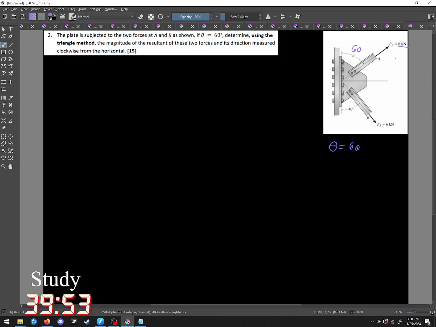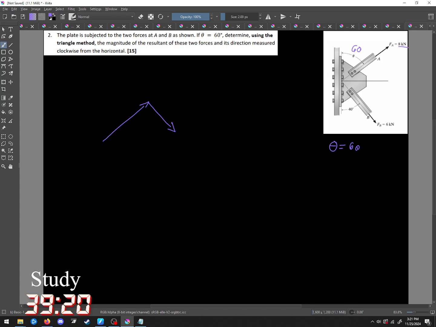8 kilonewtons is larger, so this is going to help us a little bit, since larger means that this would, in theory, be the longer of the two. We can draw the triangle a little bit guessy, a little bit calculated from here. So we're going to have A coming up like this, B coming down, but not quite as high as this.